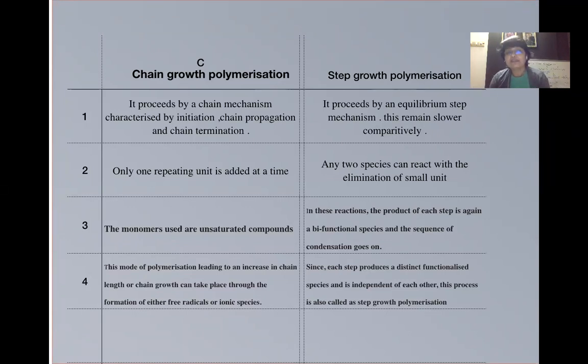In chain growth polymerization, you'll find the mode of polymerization leads to an increase in chain length or chain growth. In this case, we find that functional groups participate. They are independent of each other. This process is named step growth polymerization.